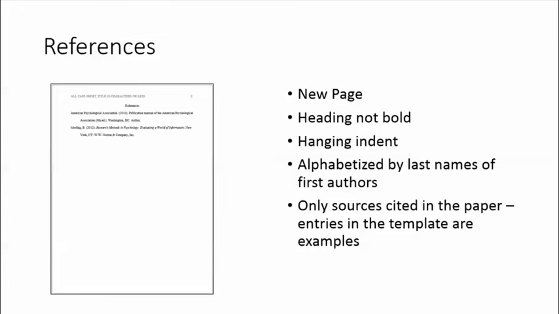The References section begins on a new page and includes the word references centered at the top, but not bold-faced. Each of the entries would be formatted with a hanging indent. The next slide will show you the easiest way to do that. Entries are alphabetized by the last name of the first authors. Remember that the citations and references work together to help the reader locate information, so there should be an entry for every source cited, and only for the cited sources. That means you'll want to delete the examples in the template.